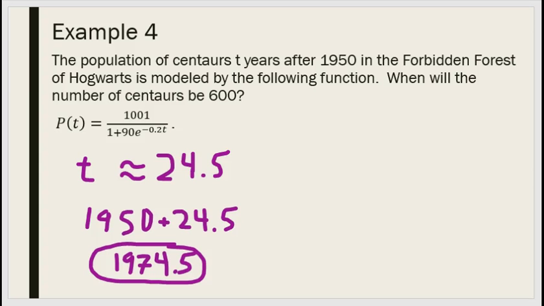So now for writing my answer, again, I'm using the variable t to represent that this is a time, and I said 24.5, I rounded to the nearest 10th. But don't forget the last trick or complication here, that's the number of years after 1950. So if we're trying to say what year this population occurs at, we need to remember to add that to the starting value. So in this case, we actually say that the population of 600 will occur in the year 1974.5.